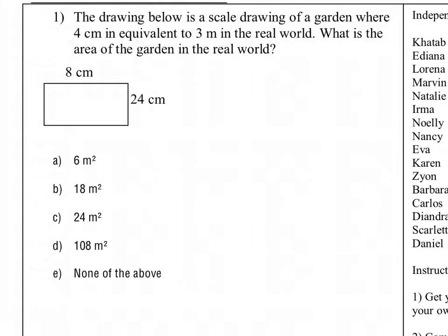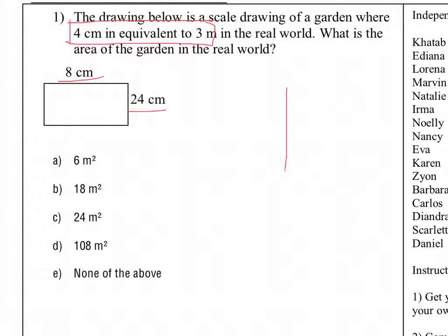Alright, so looking at our do now, we see that there is a drawing below. We're given the equivalence, or the scale ratio, is 4 centimeters to 3 meters. And we're given the length and width of the original scale drawing, which is 8 centimeters by 24 centimeters.